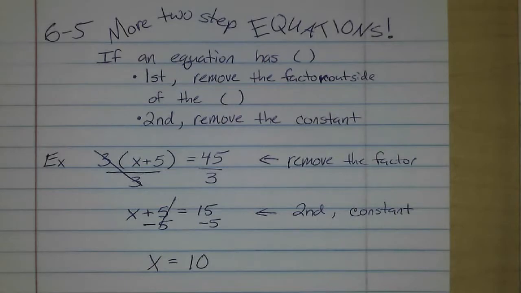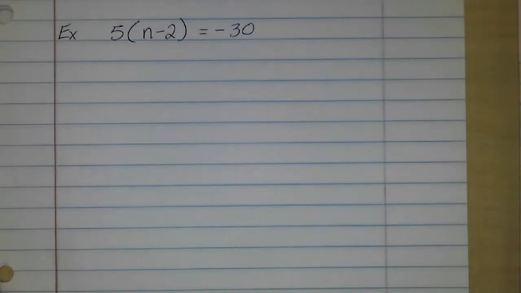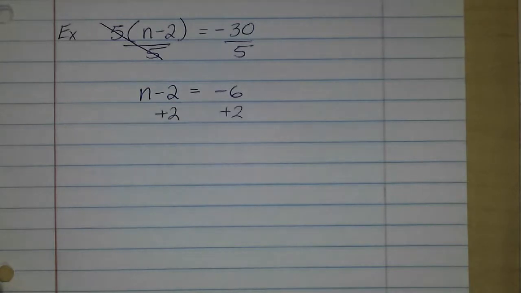Let's take a look at another example. Again, the variable is on the left-hand side, and 5 is the factor outside of the parentheses. The opposite of times 5 is divided by 5, so we're going to do that on both sides. On the left, the 5's cancel, and we're left with n minus 2. On the right-hand side, negative 30 divided by 5 is negative 6. And now, to take care of that constant on the left, the opposite of minus 2 is plus 2. n is left on the left-hand side. And negative 6 plus 2 is negative 4.